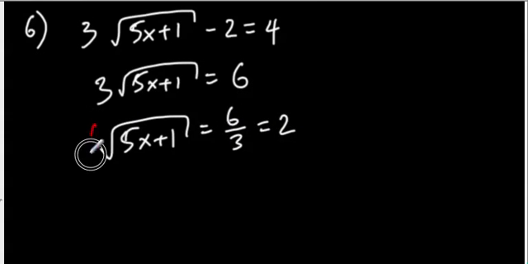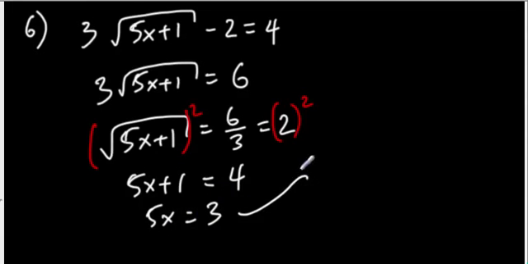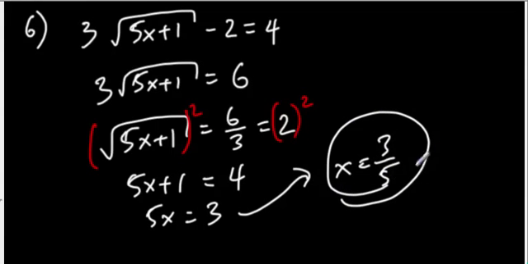Then square both sides. We square this, we square that. Right, so we get 5x plus 1 is equal to 4. Now it's straightforward, 5x is equal to 3. So x is equal to 3 divided by 5. And that's our answer. Or if you want, you could have just said this is also 0.6. 3 over 5 or 0.6 do the same thing.